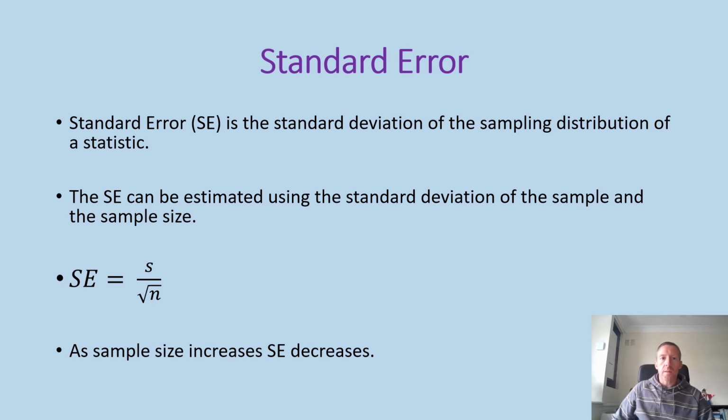The standard error can be estimated using the standard deviation of the sample and the sample size. That's pretty useful. The standard error is a single metric for the variability in the sampling distribution of a statistic, and we're able to get a good estimate of it using the standard deviation of our sample, if we've only got one sample, and the square root of the sample size.